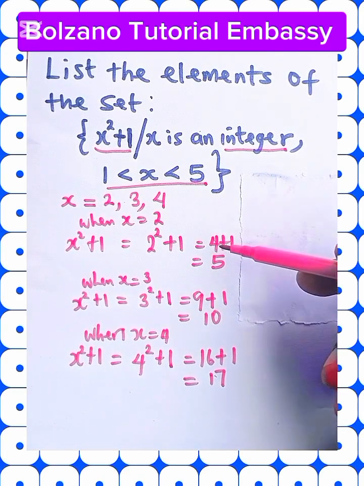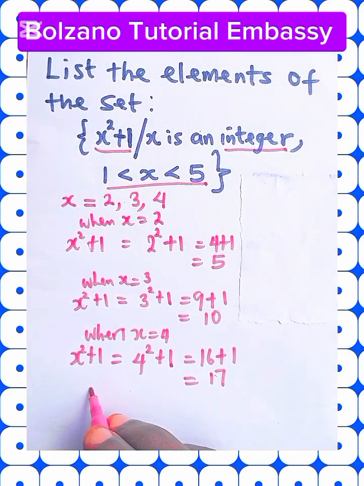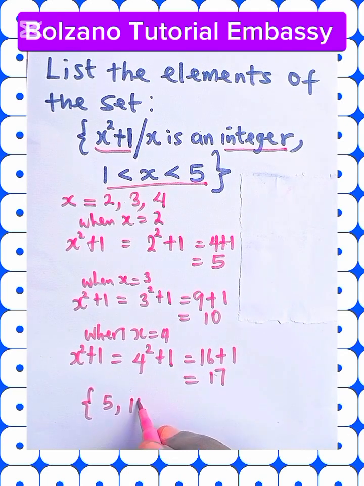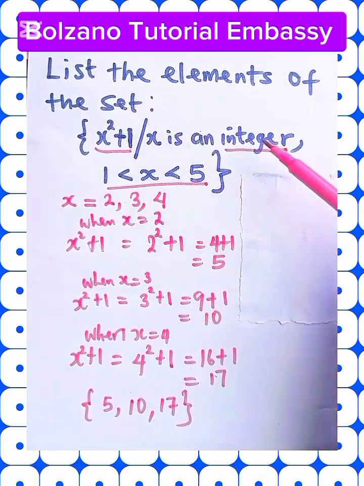So these are the possible values of x squared plus 1. So we now write the set. The required set becomes, the smallest value is 5, then we have 10 and 17. So these are now the elements of the set defined by this rule.